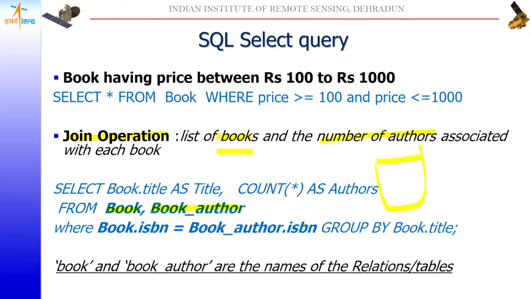So there is a book table and the second table is the book author table. For each book it will contain multiple authors. Now in order to answer this, because the information is in two different tables, we can use the join operator to join these two together based on a common column, which in this case is the ISBN number.